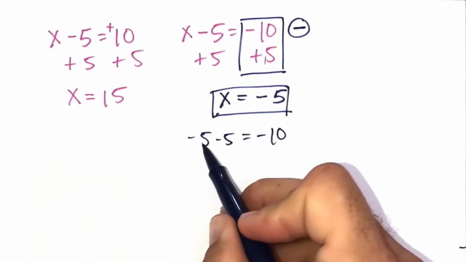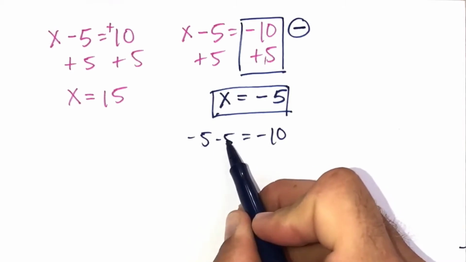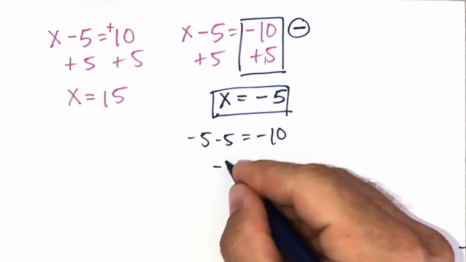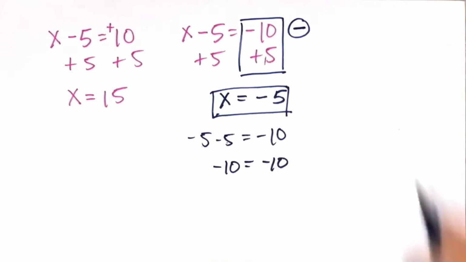If I spent $5 today and spent another $5, subtracting 5 from my wallet on consecutive days, I spent a total of -$10.